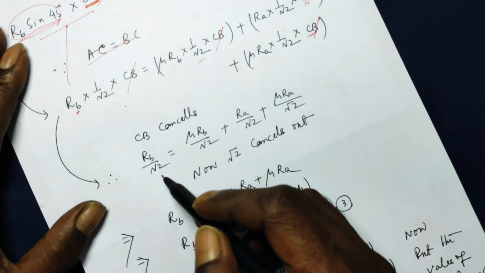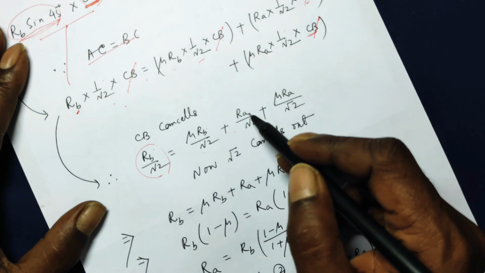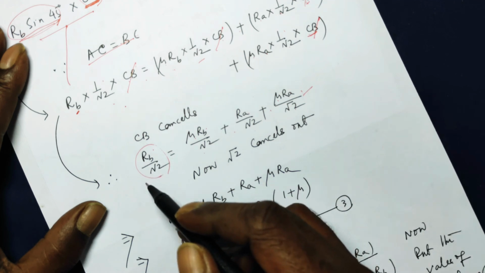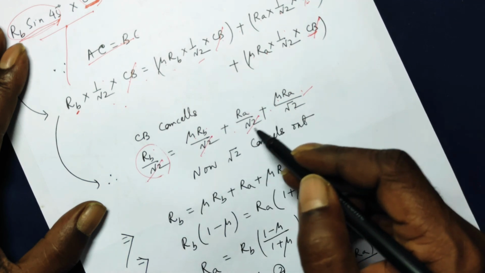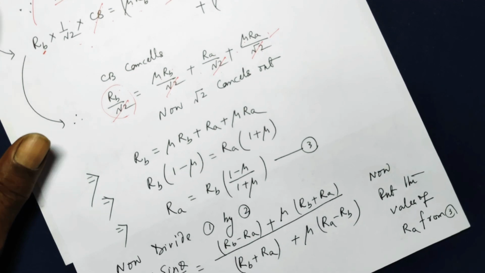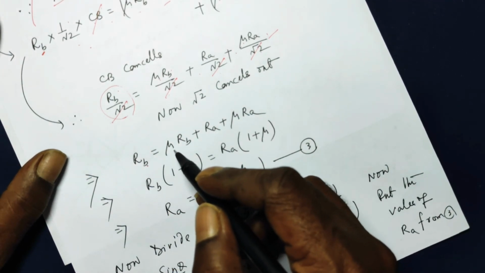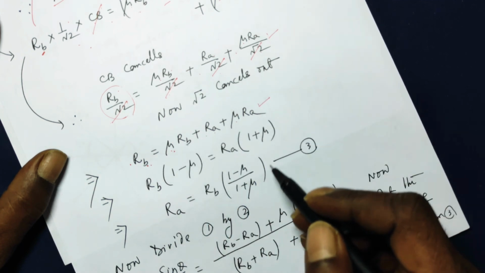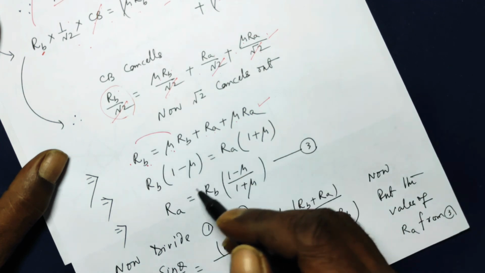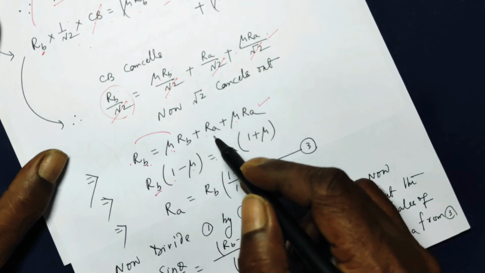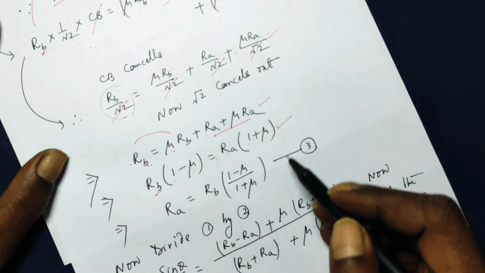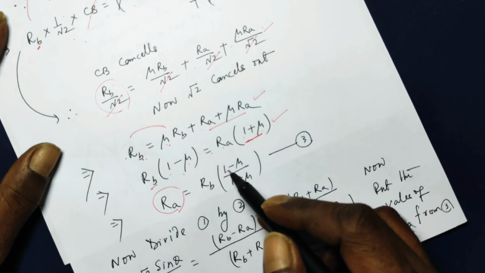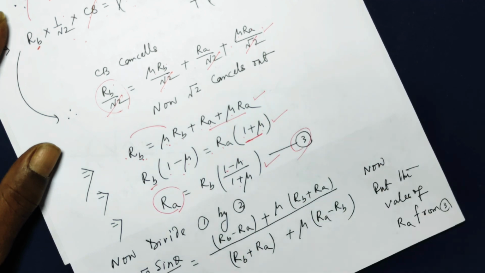So we are left with RB over root 2 is equal to mu times RB over root 2, RA over root 2 plus mu times RA over root 2. Now take 1 by root 2, so this also cancels. So we are left with RB, reaction force at B, is equal to mu times RB plus RA plus mu times RA. Now bring this to the left hand side, take RB common, 1 minus mu. From here if you take RA common, it is 1 plus mu. So your RA is equal to RB times 1 minus mu over 1 plus mu. Make it equation 3.